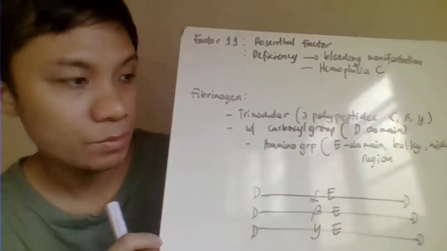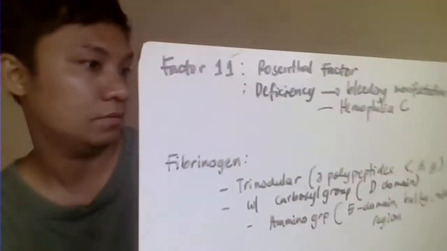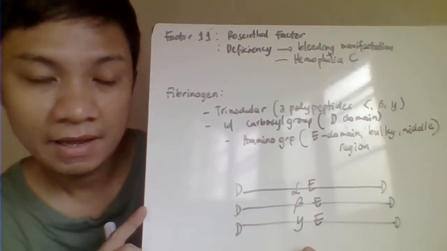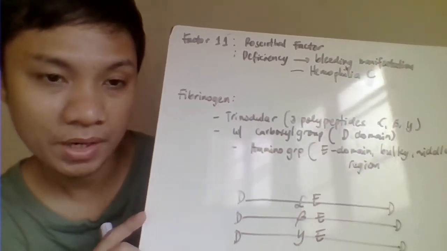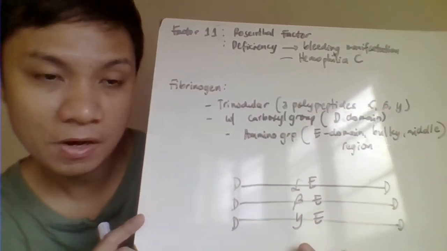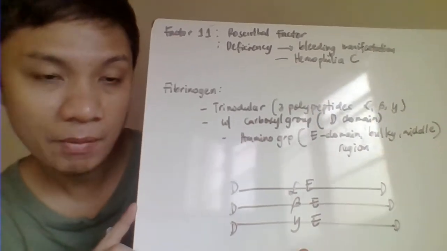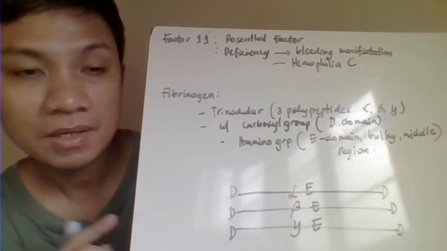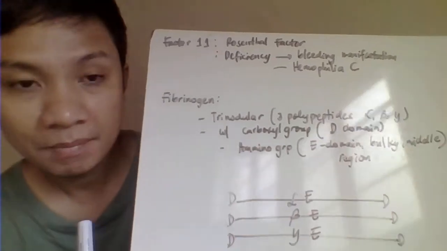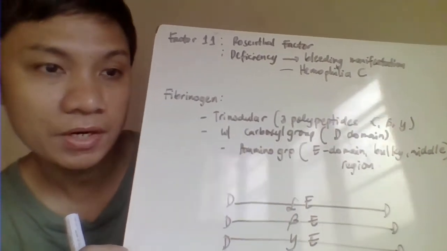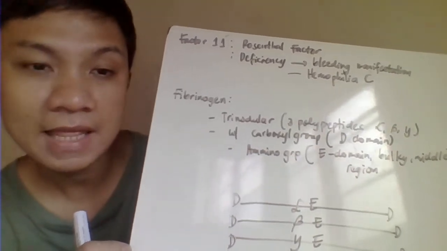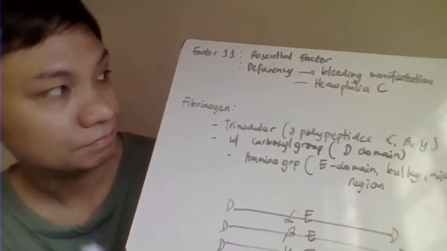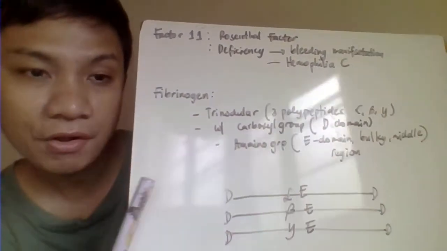Okay, so we have this one. Okay, so basically we have the deficiency of your factor 11. Factor 11 is your Rosenthal factor. So deficiency of that results in your hemophilia C. And therefore, we are expecting here that the patient would have a bleeding manifestation because again, that one is your hemophilia. But in the case of deficiency of factor 12, prekallikrein, high molecular weight kininogen, wala silang bleeding manifestation.